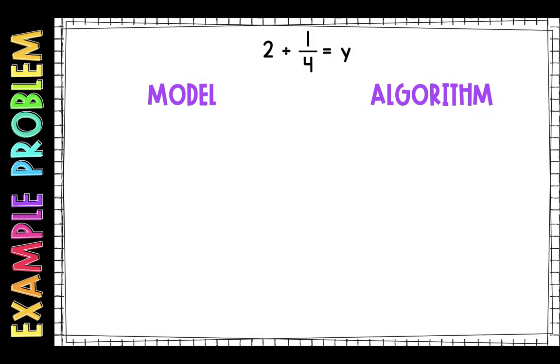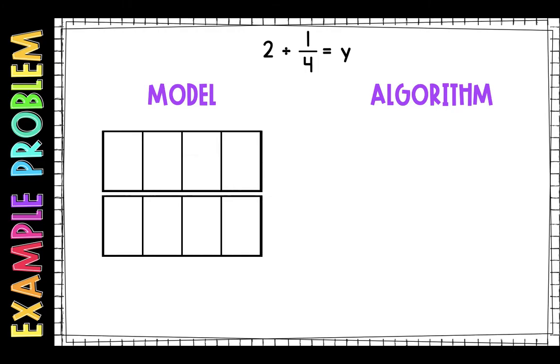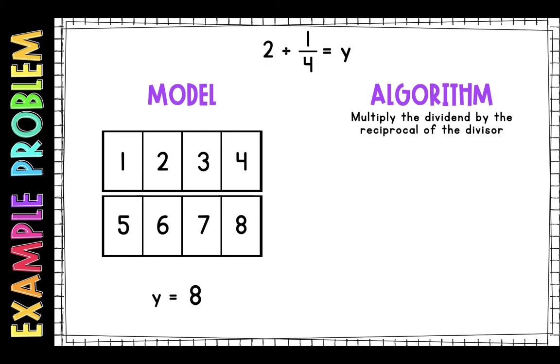So let's now look at this process with a model and the algorithm. Here I have 2 divided by 1/4. I could model this by drawing 2 wholes that I would split into fourths, and then I would just need to count the number of fourths that I now have. So in this case, I have 8/4, which means 2 divided by 1/4 will give me 8. Now let's try the algorithm. I'm going to multiply the dividend by the reciprocal of the divisor.